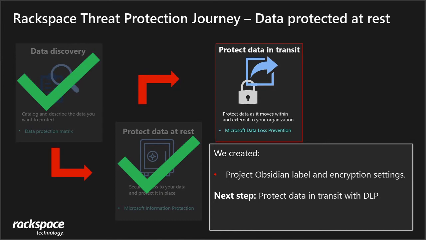All right. So this is like a review of the journey so far. We did the data discovery, and now we've completed the at-rest encryption. We've created that label to encrypt email and files with anything related to the Project Obsidian sensitive information type. The next step is to protect that same data in transit, so we're going to use data loss prevention rules to protect the data in transit.